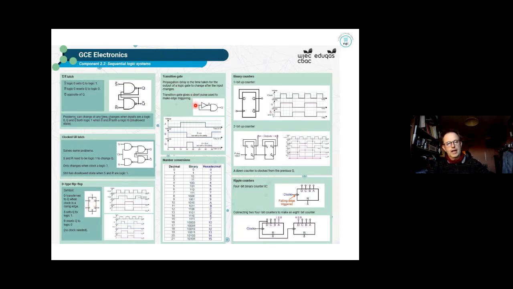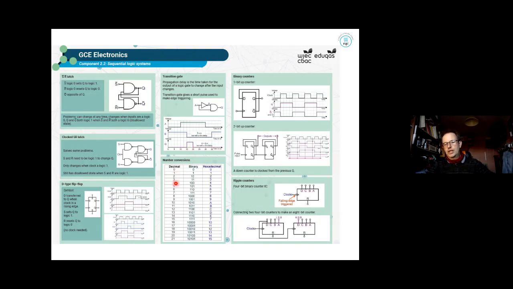You've got your transition gates. Transition gates are used basically to create pulses. They are used within D-type flip-flops to create a rising edge, which transfers data. And there's an example there of the rising edge. It makes a nice little pulse.